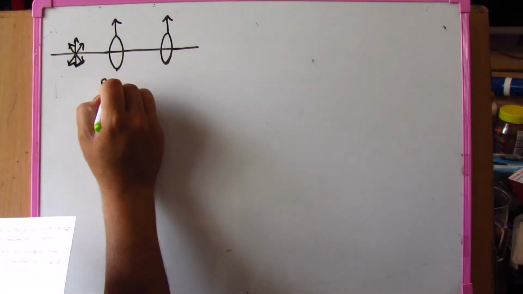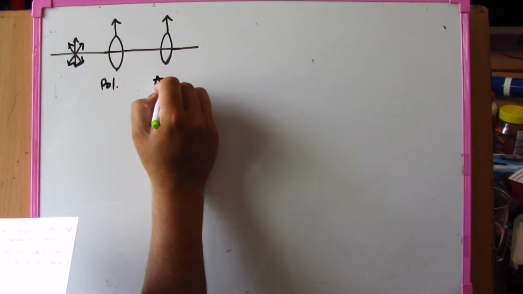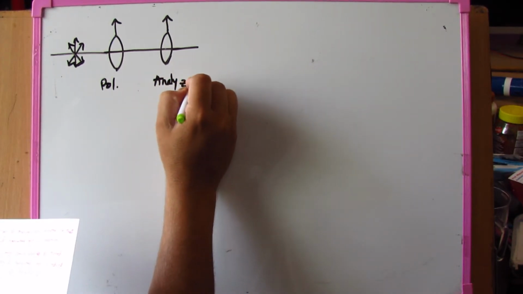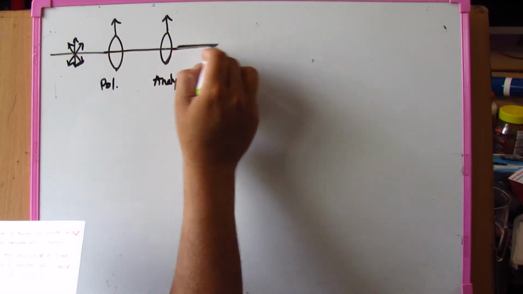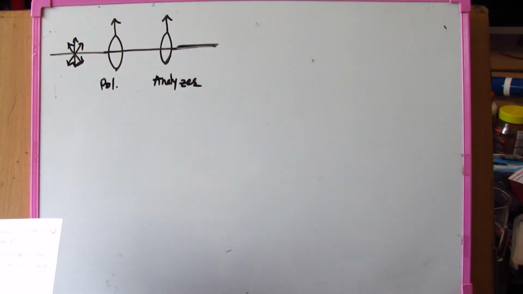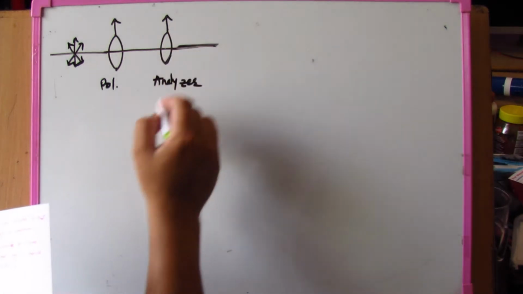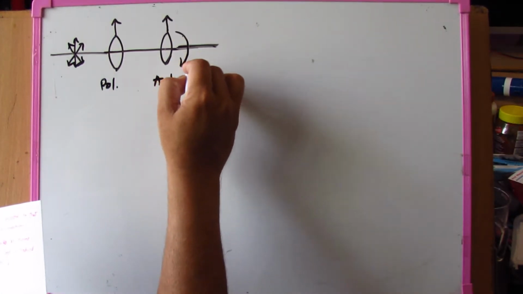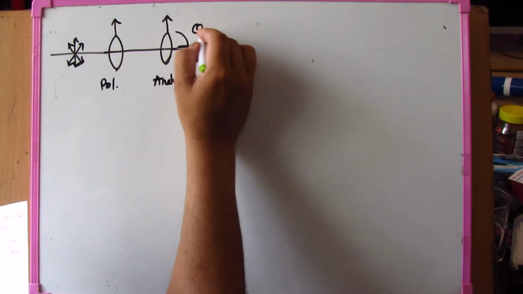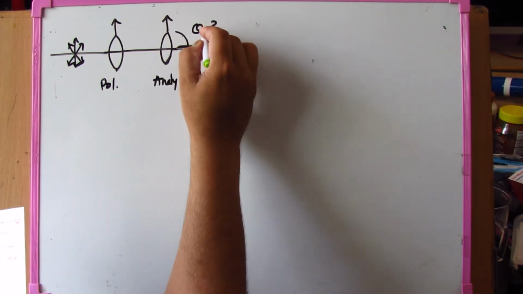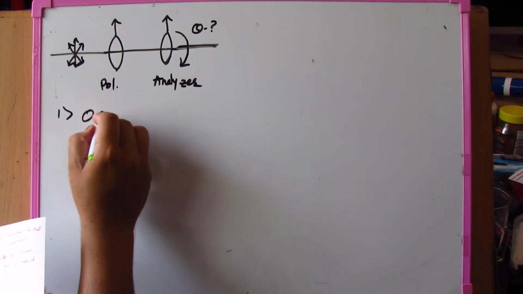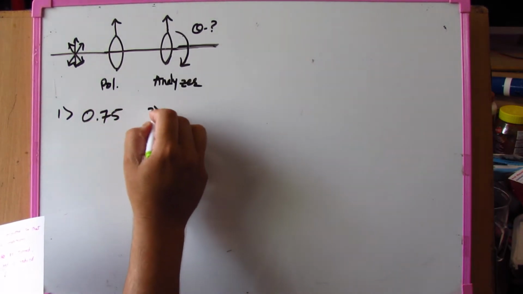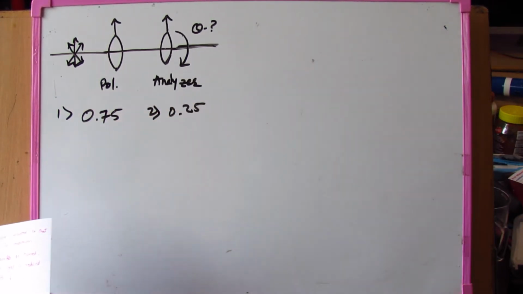So this is the polarizer, this is the analyzer. Always, either of those you can turn. So always try to think of the analyzer as the one you are turning. So if you rotate the analyzer in some direction, at what angle should it be rotated so that the intensity will be 0.75 and 0.25?